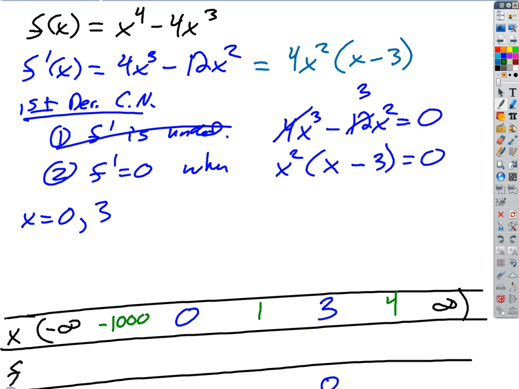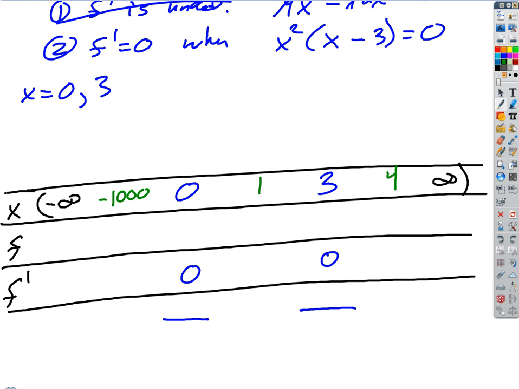So at negative 1,000, what is the sign of our first derivative? Well, 4x squared is always positive because x is being squared. It's multiplied by positive 4. So really, the sign of this second factor is the one that's going to dictate what the sign of the derivative is, right? So at negative 1,000, we get negative 1,003. And we don't even care what it is, it's just negative, right? So I'm going to get positive times negative is negative, okay?